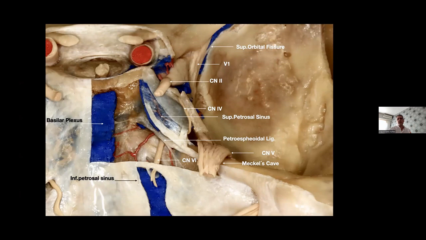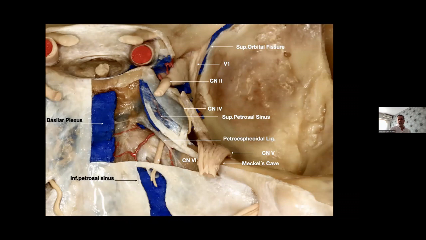but the petrosphenoidal ligament is in the back, just covering the sixth cranial nerve in the Dorello's canal, where the sixth cranial nerve coming from the posterior fossa enters the cavernous sinus to be positioned lateral to the carotid artery, like we will see soon.